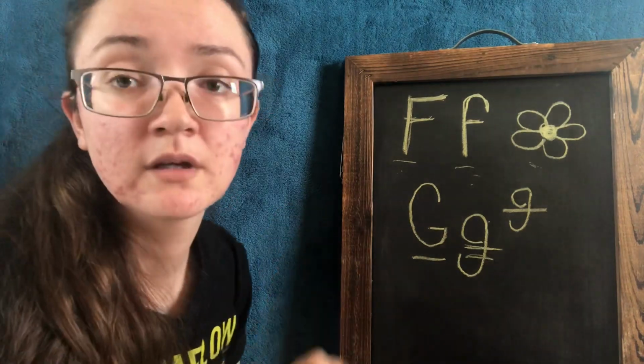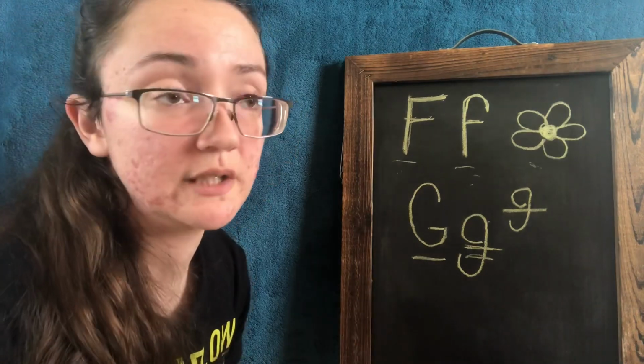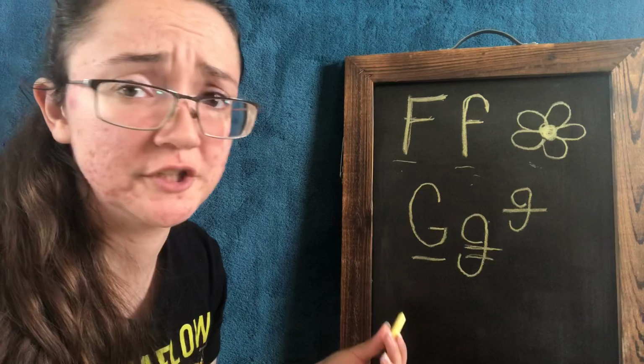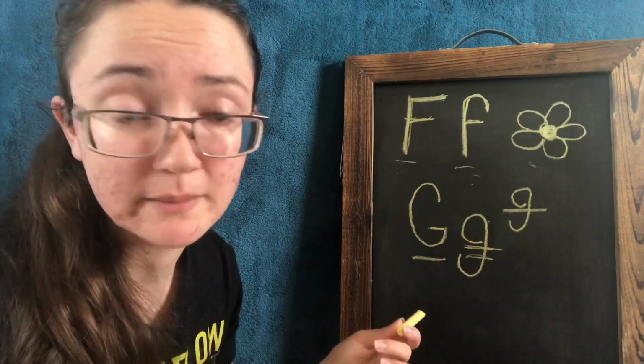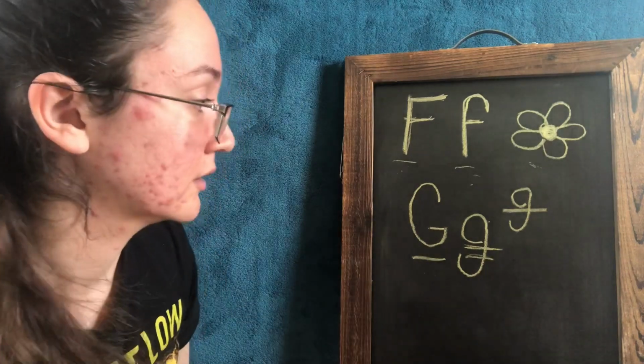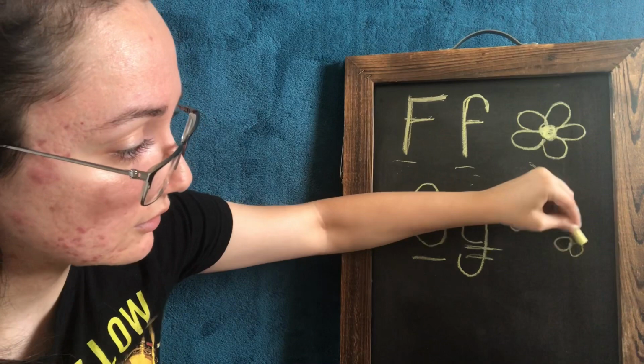So G. What is a good word that starts with G? The first one that came to my mind is a giant. I'm not drawing you a giant, but I can draw you grapes. So grapes start with the letter G. So let's do that. Bunch of little circles over here.